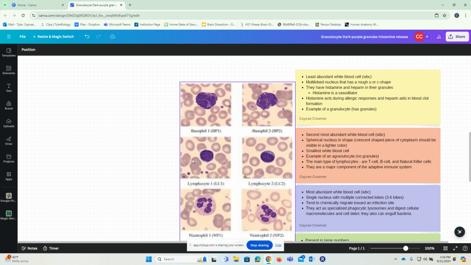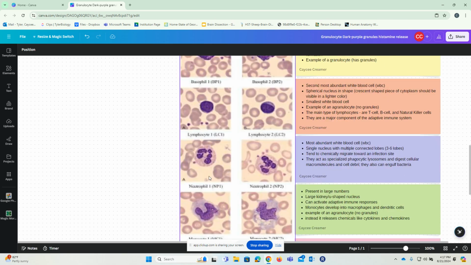It's also the smallest white blood cell, and even though it has no visible granules, it is able to take up most of its space with its large spherical nucleus. But you should still see, even if it's barely visible, a lighter color in a slight crescent moon shape, and that's its cytoplasm. It has little cytoplasm compared to its large spherical nucleus.